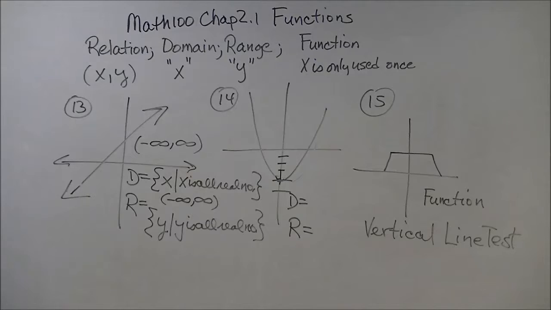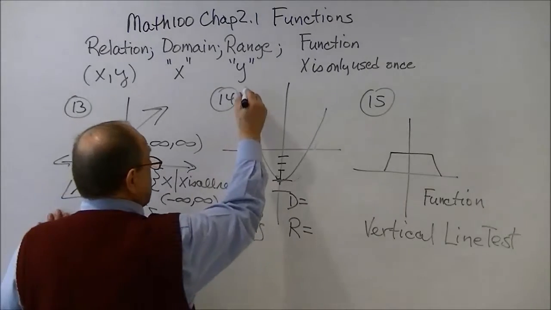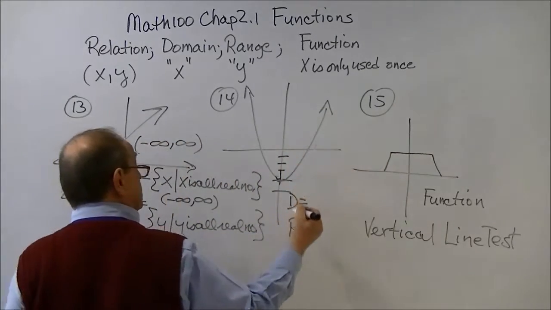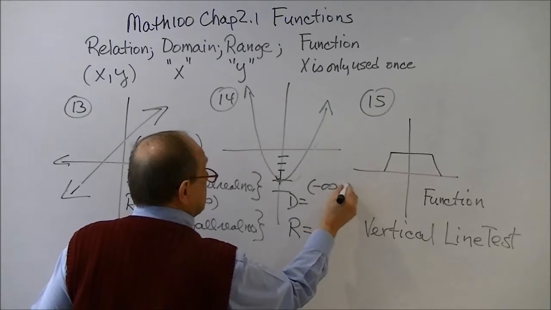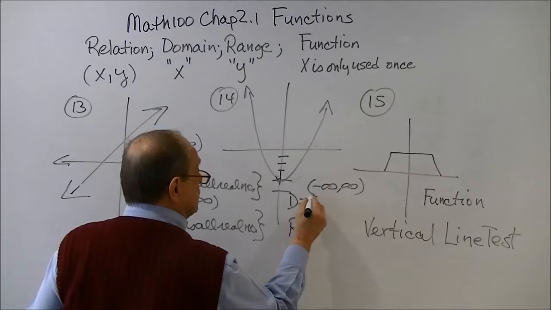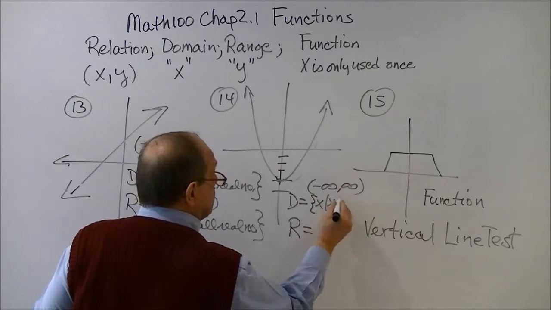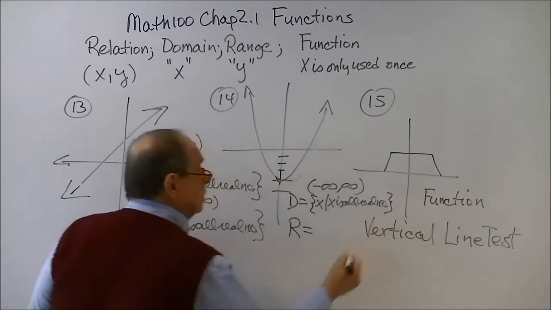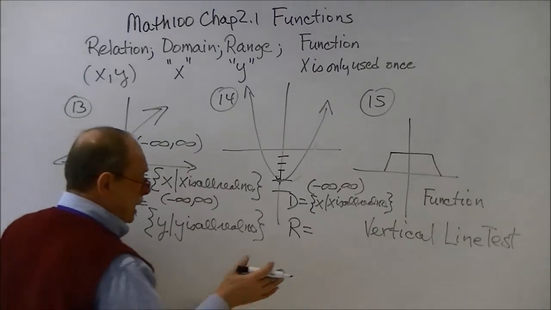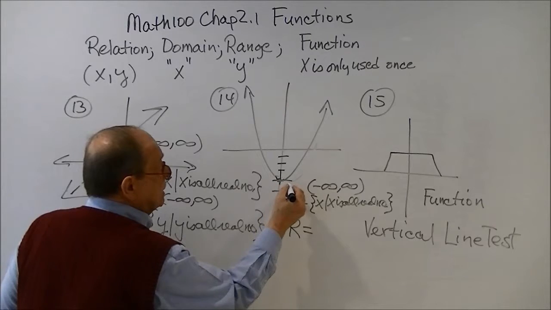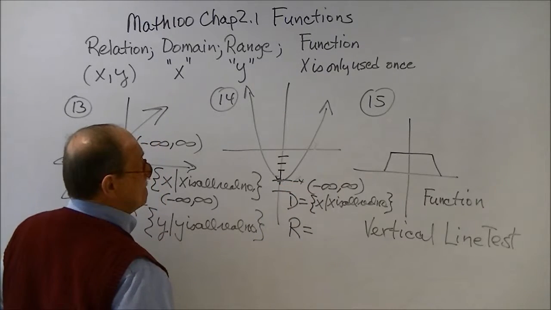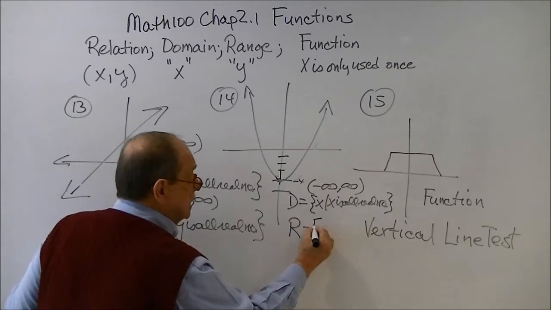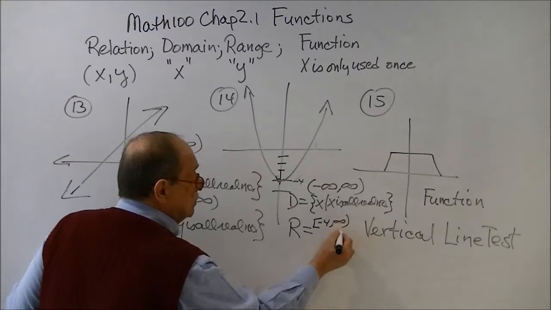Okay, in number 14, you have a parabola. So, again, from left to right, it's going to go to eventually negative infinity to positive infinity, or in set builder notation, x is such that x is all real numbers. But the range now, the range is starting here at negative 4. So you would write it in interval notation as bracket, negative 4 going to positive infinity.